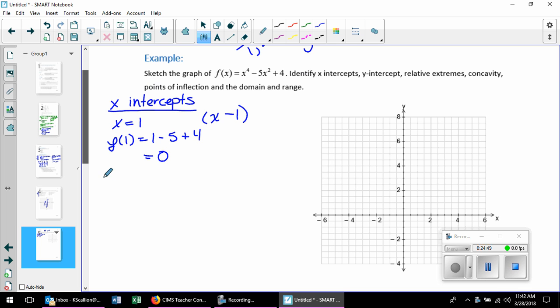Now I'm going to do synthetic division. This one I think I screwed up on the first time I did it. Oh, I didn't. 1, 0, don't forget you've got to put 0 in for the ones you don't have. 5, 0, 4.